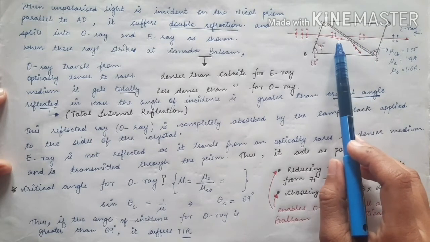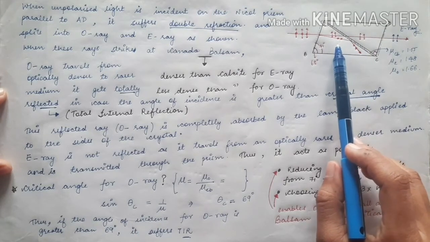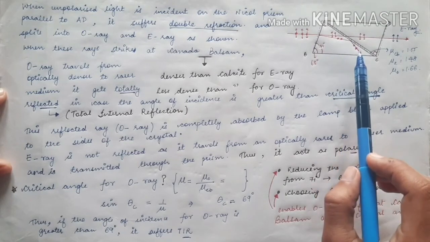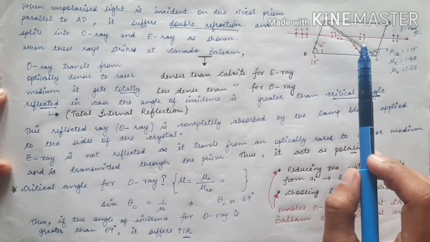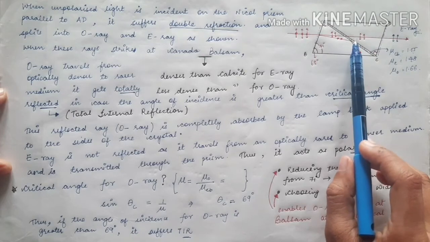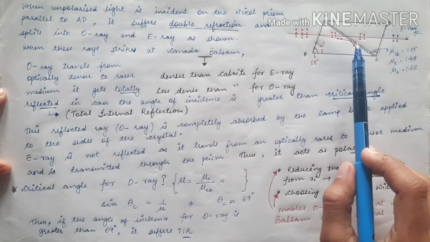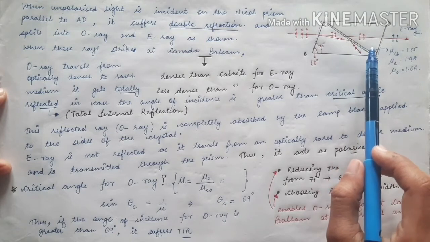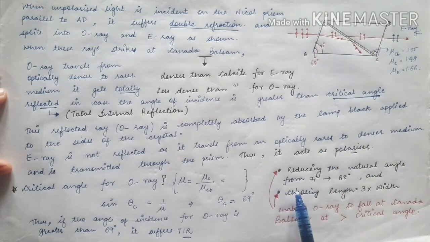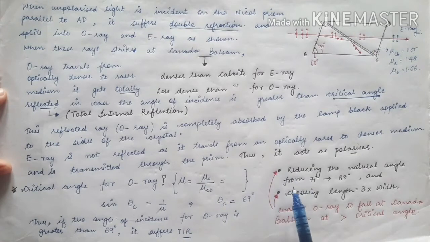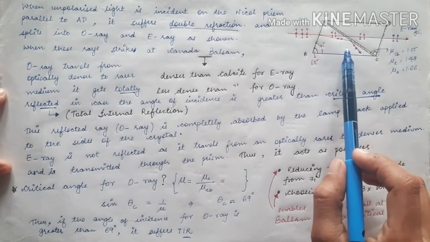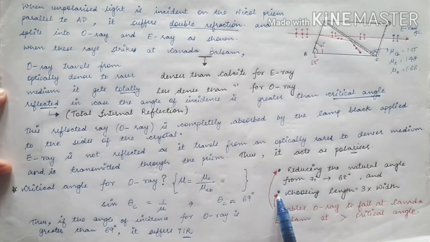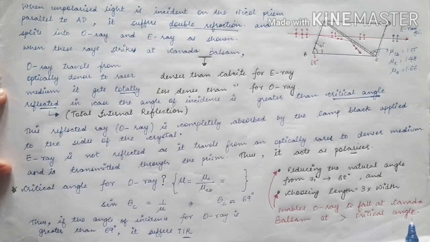Now the first condition is satisfied for the O ray, because for the O ray the refractive index in the calcite is greater than the refractive index of the Canada balsam layer. So the first condition of total internal reflection is satisfied. The second condition is that the angle of incidence must be greater than the critical angle. For this, these two conditions are mandatory, so that the angle of incidence of the O ray at the Canada balsam layer is greater than the critical angle. Only under these two conditions will the angle of incidence become greater than the critical angle. Therefore we apply these two conditions on the Nicol prism.